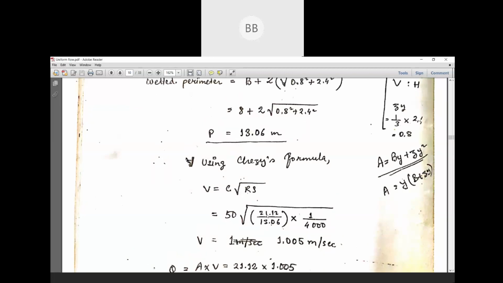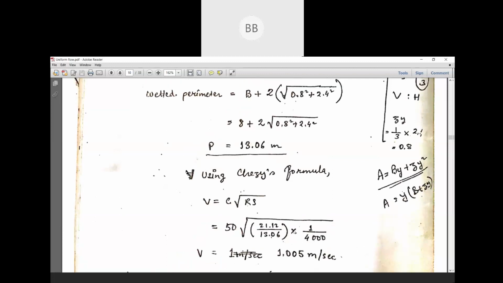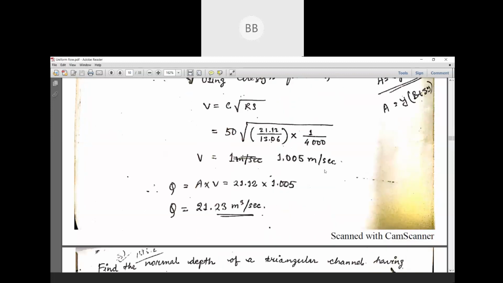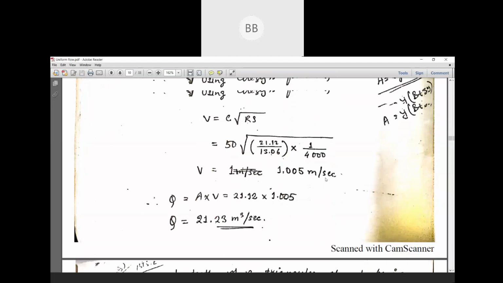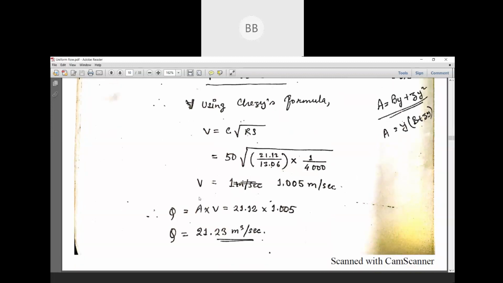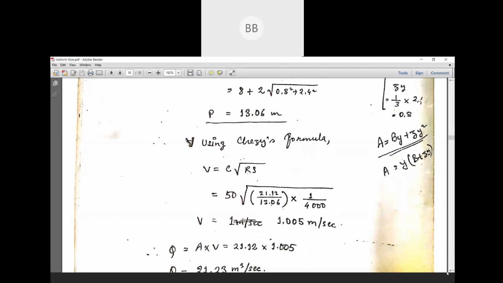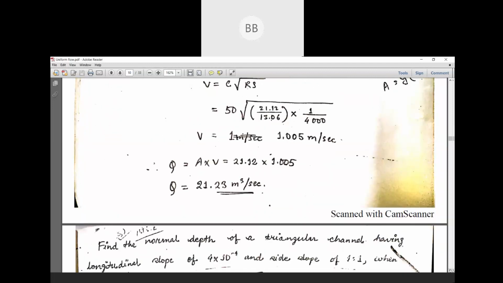So R will be area by weighted perimeter. Area we have already calculated, and the perimeter we have just now calculated is 13.06. We substitute here, multiplied by slope, which is also given, 1 by 4000. The velocity is approximately 1 meter per second. Then area we have already calculated, we multiply it with velocity, and we will get our discharge for that given trapezoidal channel.